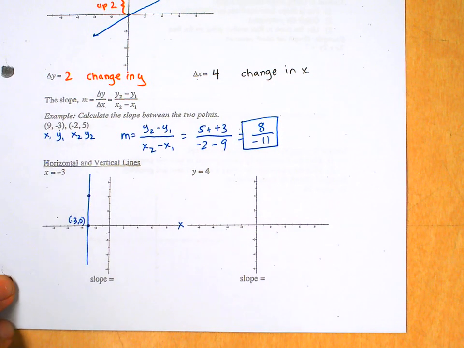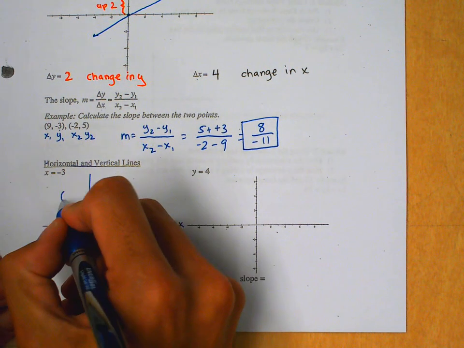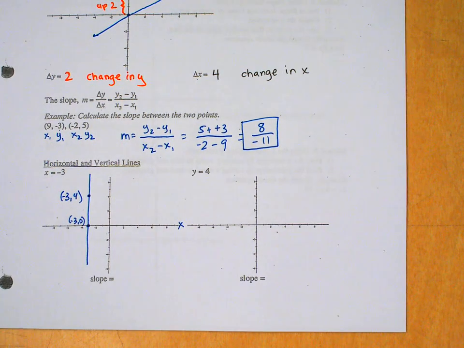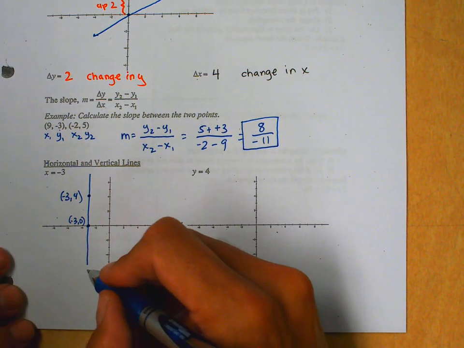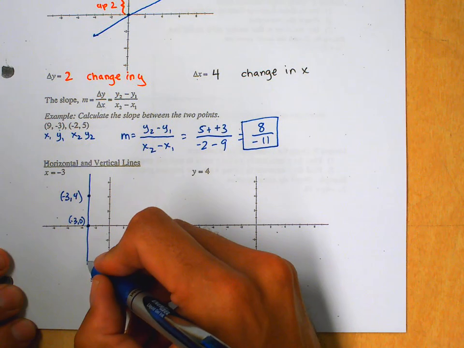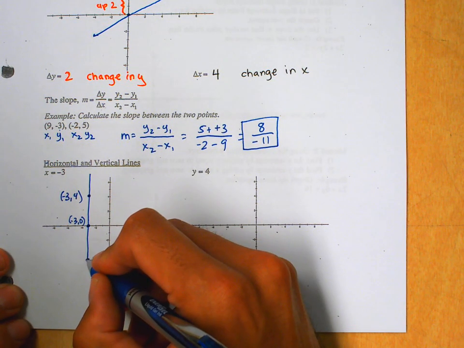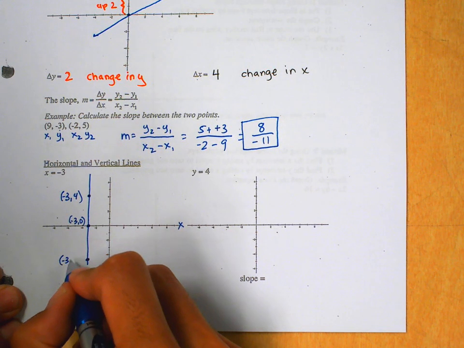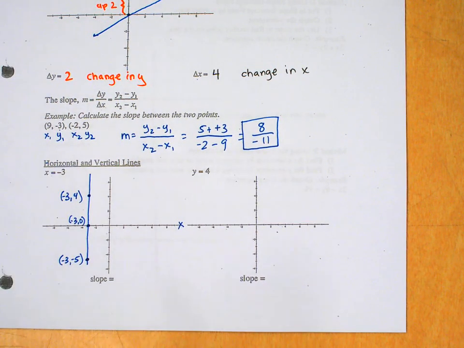What ordered pair would that be? That looks like negative 3 comma 4. Okay. And if we looked at a different ordered pair down here, that looks like negative 3 comma negative 5. Well, what's true about all of these ordered pairs?